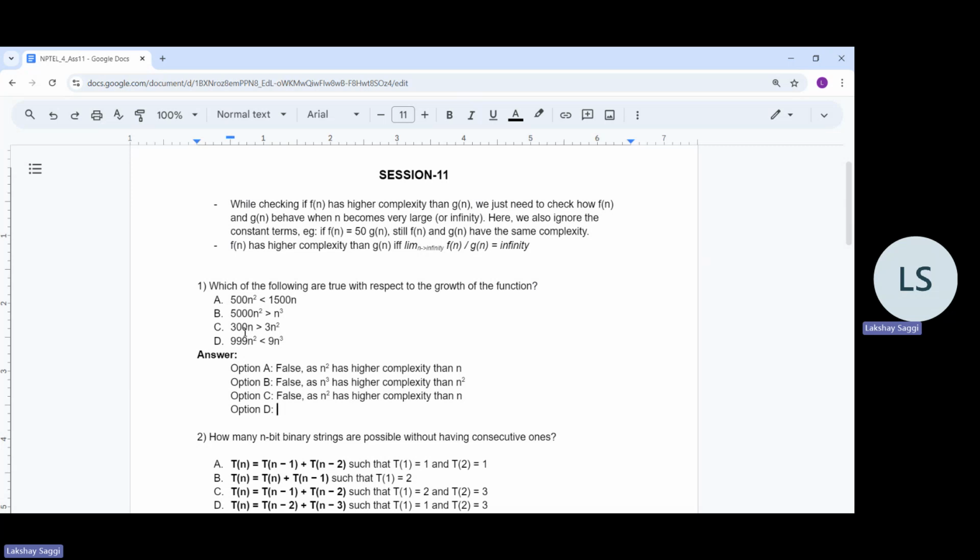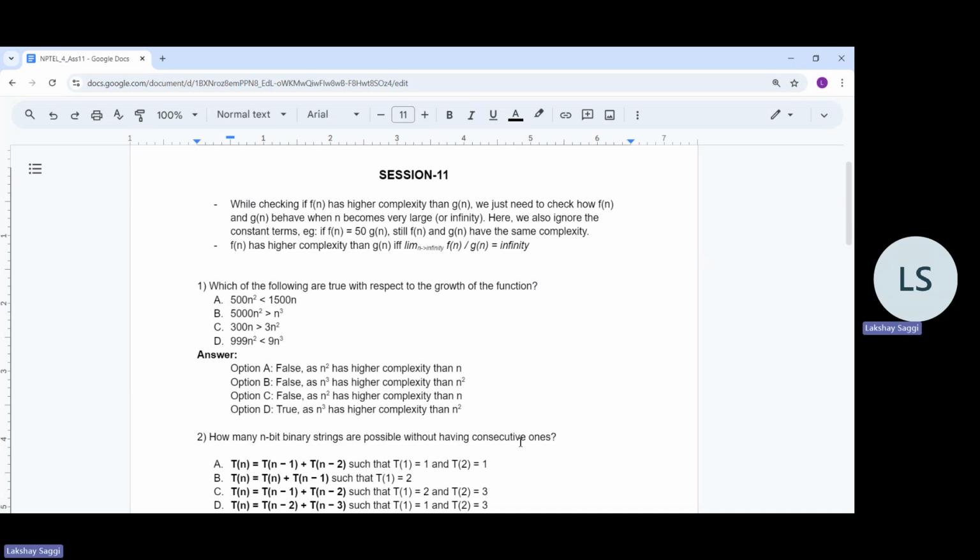Option D says 999n squared is less than 9n cubed. This is true, ignoring the constant, because n squared has a lower complexity than n cubed, so n cubed has a higher complexity than n squared. Okay, so only option D is true.